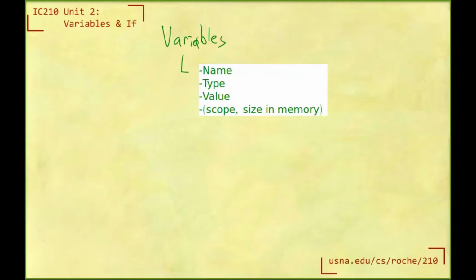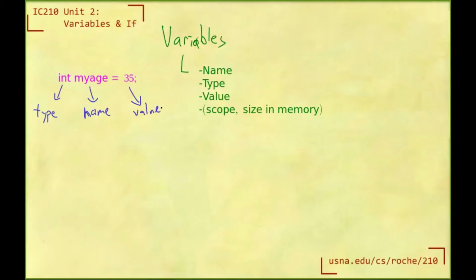So for example, if I have a variable declaration like int my age equals 35, then this has a type, which is int, a name, which is my age. The name can be anything you want, pretty much. We'll talk about some restrictions on that. And the initial value, at least, is 35. Okay, so those are the three things that every variable is generally going to have.